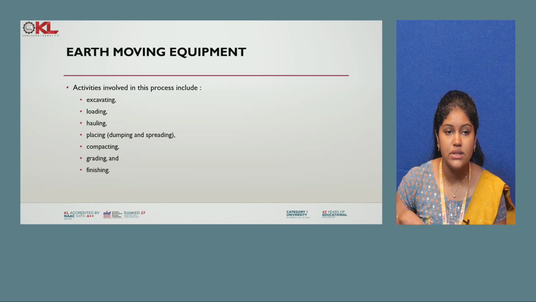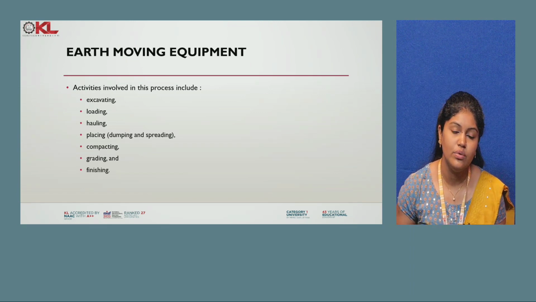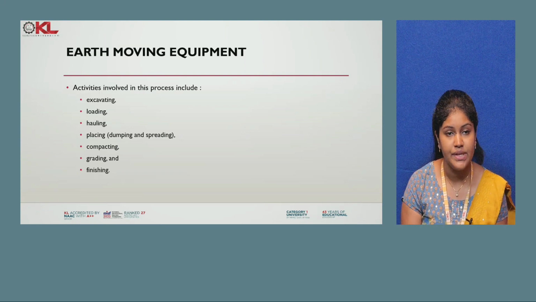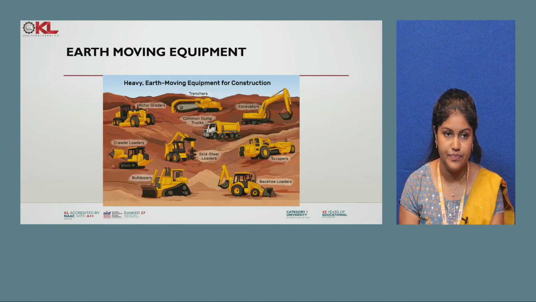Why are we using the earth moving equipment? Actually, activities involved in this process include excavating, loading, hauling, placing, compacting, grading and finishing. So the earth we will be moving, like we are excavating the earth. That's why the equipment is known as earth moving equipment. After that, we will be loading that onto a truck and carrying it. Hauling means we'll be carrying it with one equipment and we will be placing or dumping and spreading in some places. Finally, we will be compacting it and finishing the process.